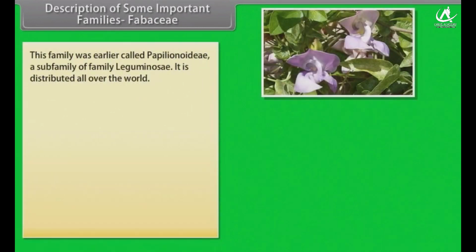Description of some important families. Fabaceae. This family was earlier called Papilionatae, a subfamily of family Leguminosae. It is distributed all over the world.